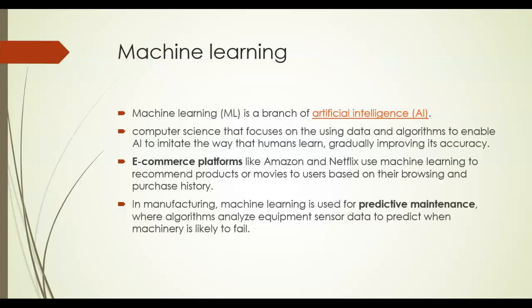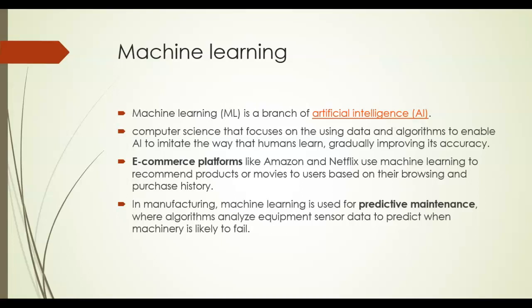So what is machine learning? Machine learning is a sub branch of artificial intelligence. Machine learning is using data and algorithms to enable AI to imitate a human. How does a human learn? A human learns with examples. So in machine learning, we are learning with examples, with data, and gradually improving its accuracy. We are predicting the output, and slowly we are improving the accuracy.